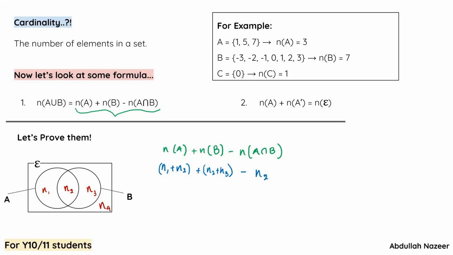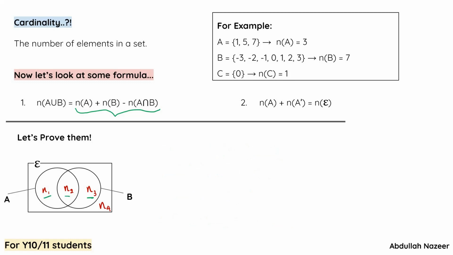So if you go ahead and do the math, n1 plus n2 plus n2 plus n3 minus n2, this plus n2 and this minus n2 will cancel off. So the final answer is n1 plus n2 plus n3. And we know that this is N(A union B), because if you add n1, n2 and n3, you get all the elements inside the set A union B. So now that we've proved that this formula is generally true and it works for any given set of this nature, let's go ahead and try to do the same with the second formula.